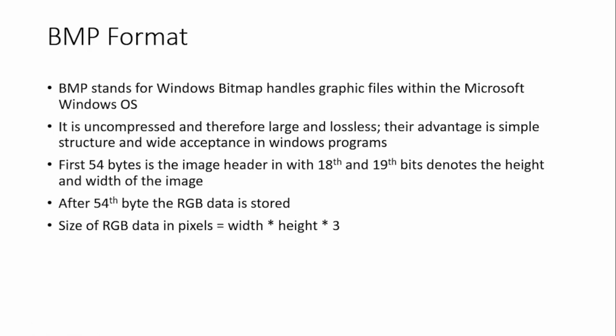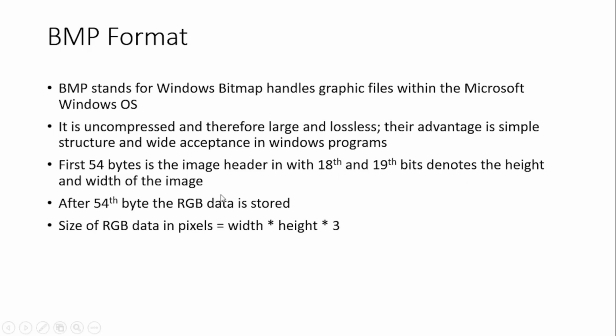Before encoding the message into the image file, we want to know whether the image is capable of holding the data, whether it has a sufficient number of bytes to encode the whole message. In order to get that size, we need the height and width of the image. In the header, the 18th and 19th offsets denote the height and width of the image.